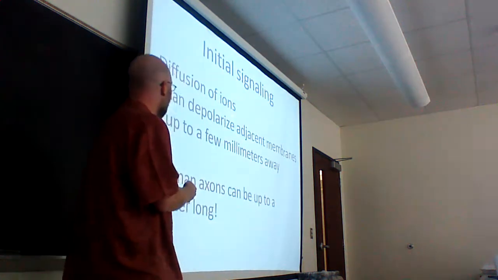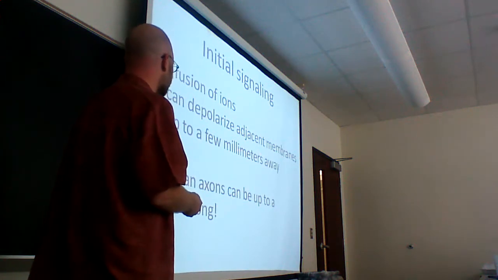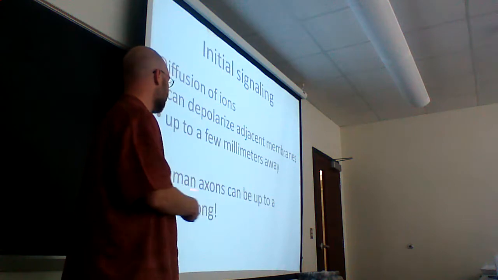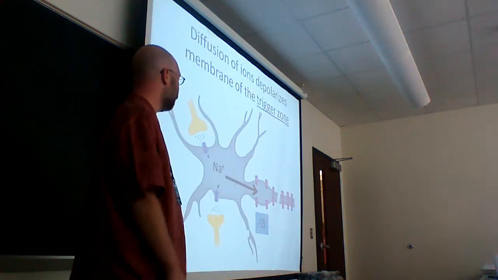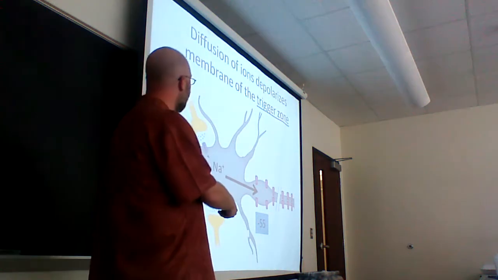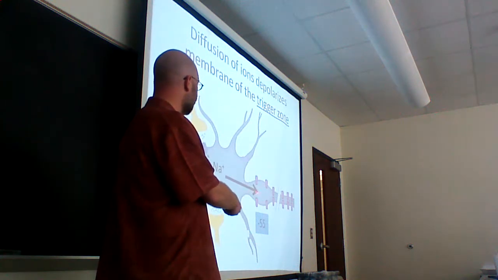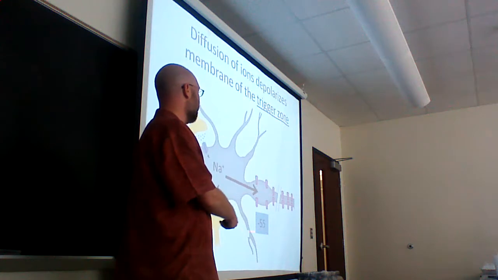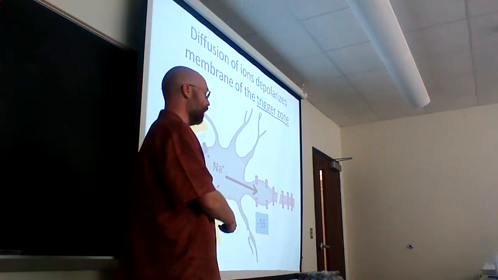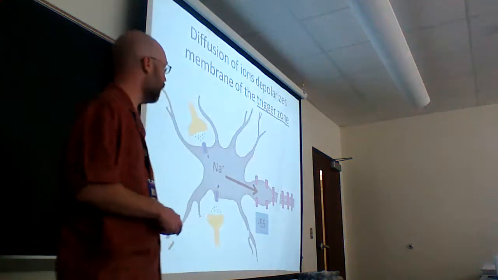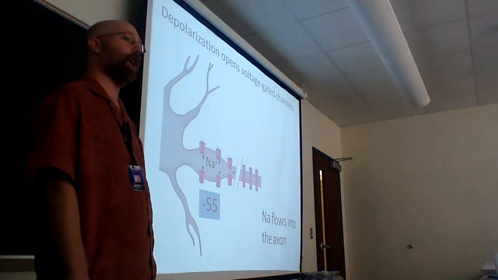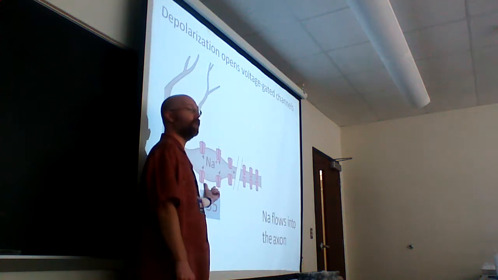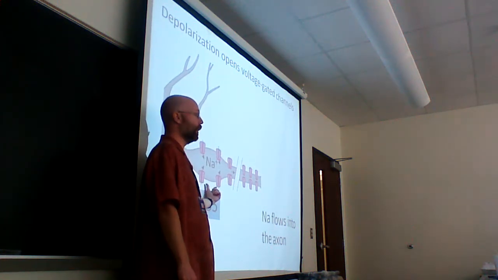So, diffusion of ions depolarizes adjacent membranes up to a couple millimeters away. This is enough to get you to the base of the axon. It doesn't get you all the way down the length of the axon, though. So what we're going to do is depolarize this trigger zone within the axon hillock. If you can get to the threshold potential, whatever that happens to be for that cell, that's going to open the floodgates.